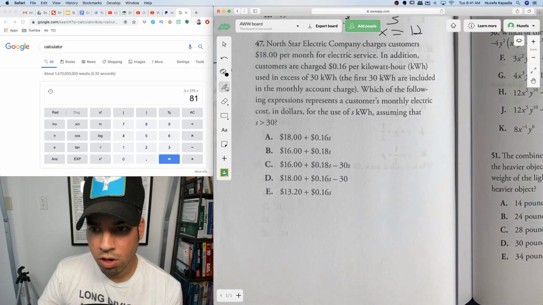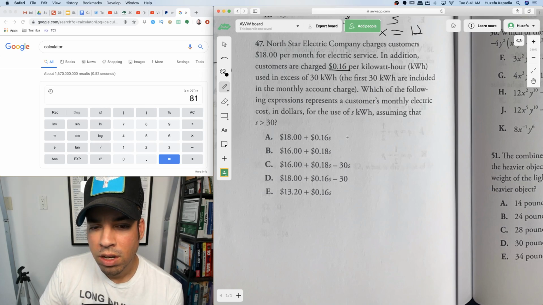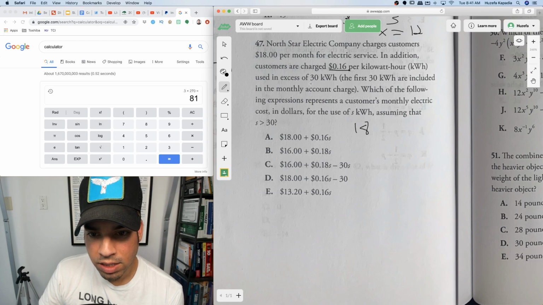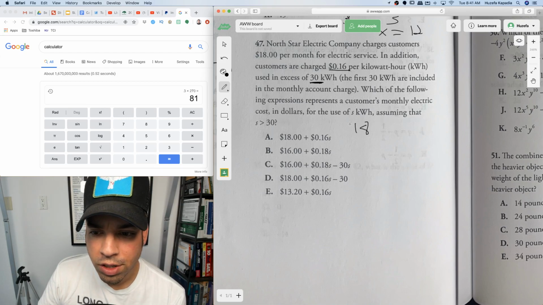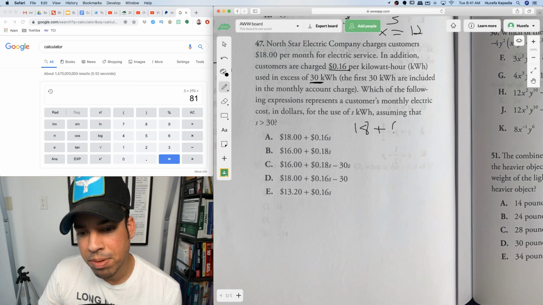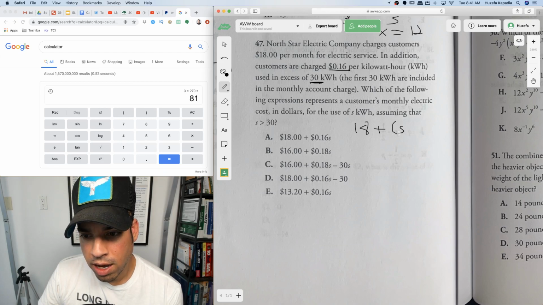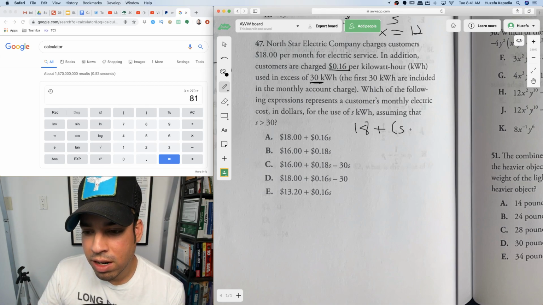North Star Electric Company charges customers $18 per month for electric service. In addition, they're charged 16 cents per kilowatt in excess of 30. First 30 are included. Which of the following expressions represents a customer's monthly charge, assuming that S is greater than 30? So it's $18 plus, and then what's happening is you're doing the kilowatts, but we're not counting that first 30, and they're assuming that it's greater than 30. So we're subtracting that first 30, then we're multiplying that by our 16.